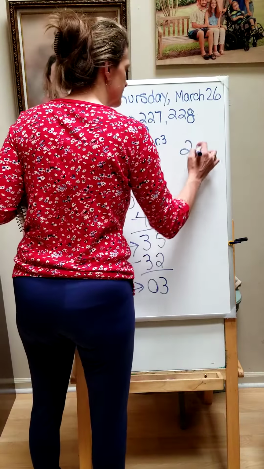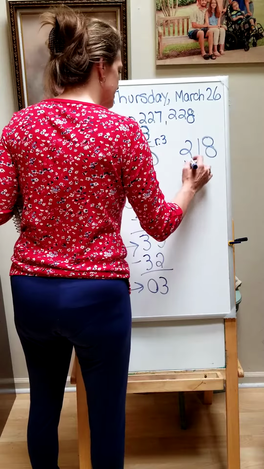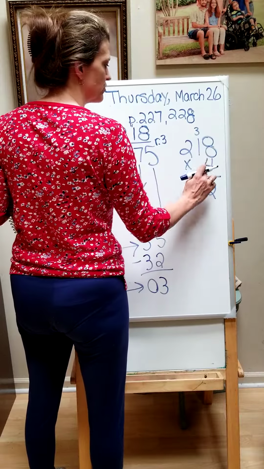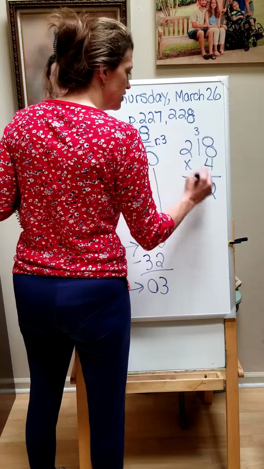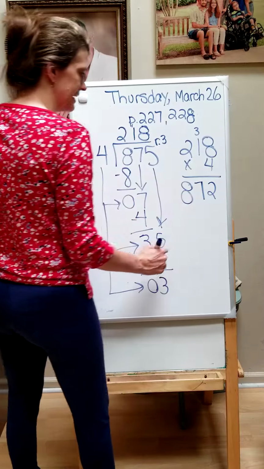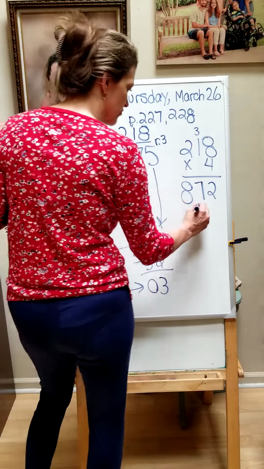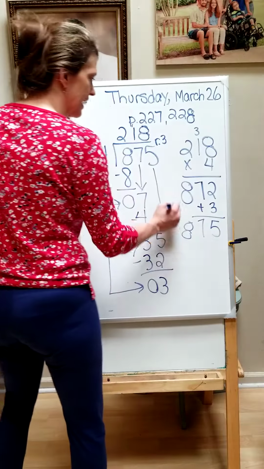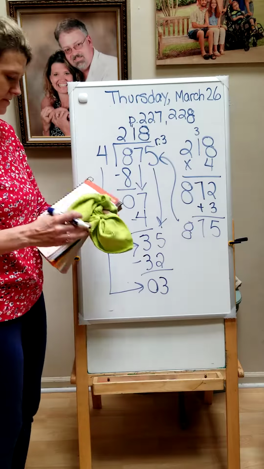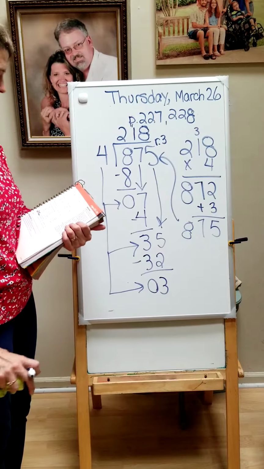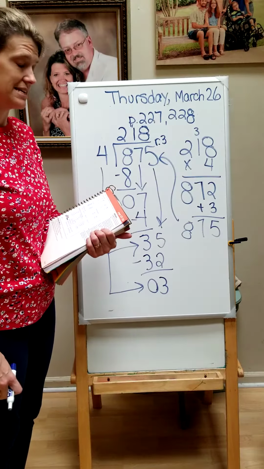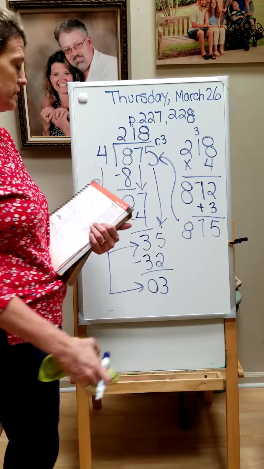Okay, let's check it. 218 times 4. 4 times 8, 32, put a 2, carry your 3. 4 times 1, 4 plus 3 is 7. 2 times 4 is what? 8. Now, I still need to add my remainder of 3. 2 plus 3 is 5. Bring down your 7, bring down your 8. And voila. Okay, I want you to go ahead and stop the video and do the next problem on your own.